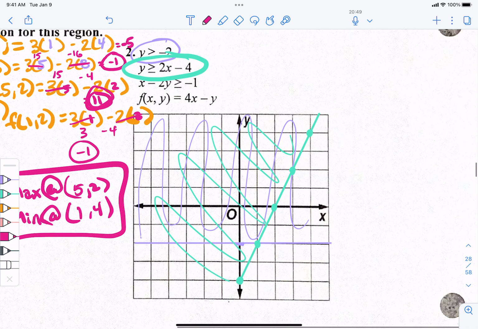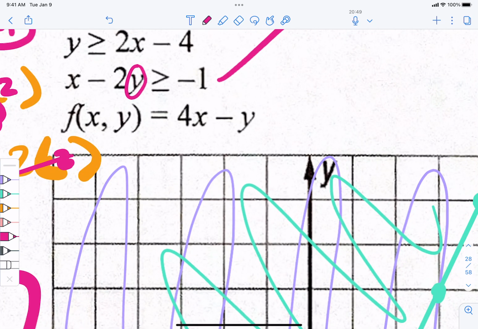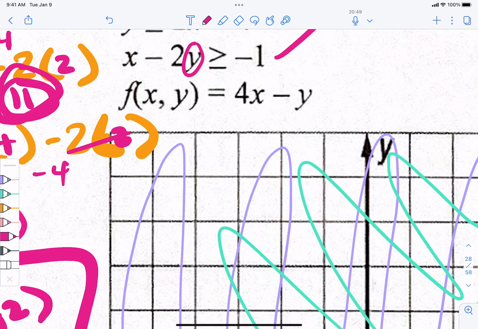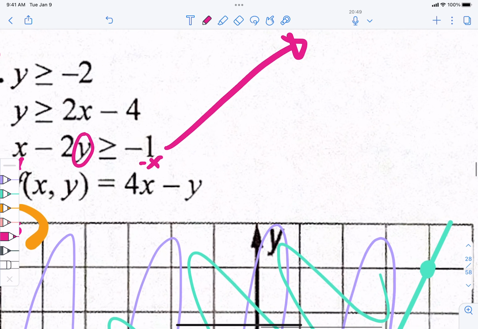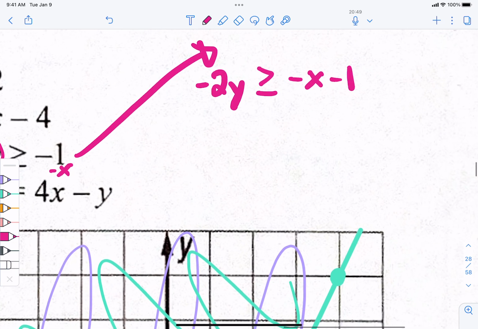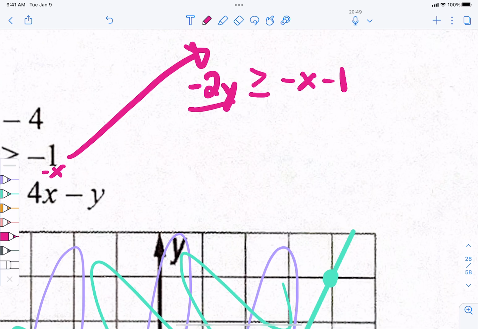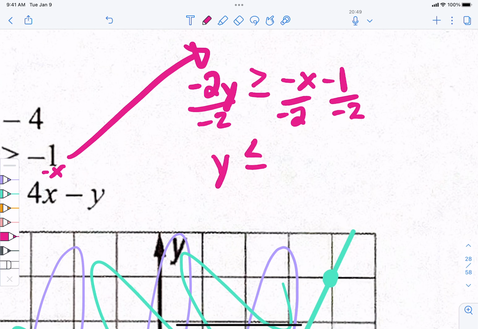Okay, this one, I want to solve for y. I want to get y by itself. So what do we need to kick over first? Minus x. So I have negative 2y is greater than or equal to negative x minus 1. Then divide by negative 2. So we switch the signs, right? It goes less than or equal to.